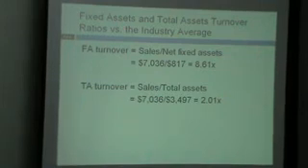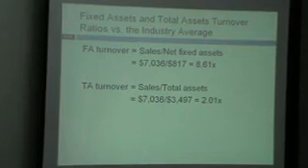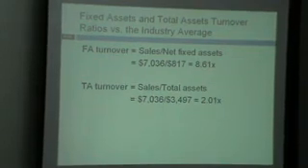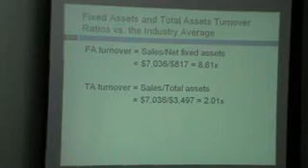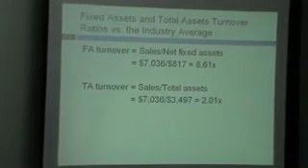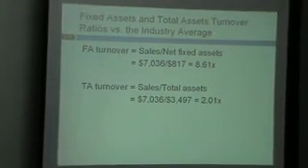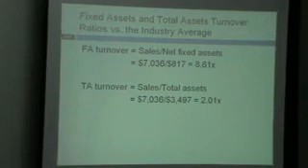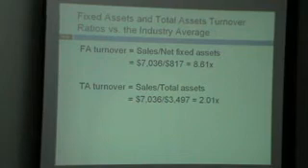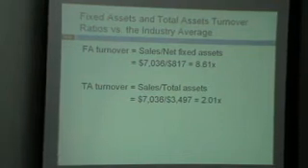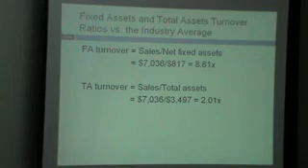So sir, fixed assets turnover indicates how efficiently the fixed assets are utilized to generate sales. Right. And what about the second term? Total assets: how efficiently the total assets are used to generate sales. So in one, we are just comparing the fixed assets. In the other, we are talking about the total assets, including our current assets as well.